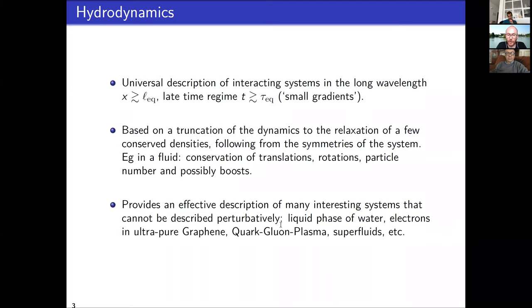So hydrodynamics fits in the general class of effective field theories, where we integrate out the UV degrees of freedom and only focus on a small number of infrared degrees of freedom. It provides an effective description of many interesting systems that can't be described perturbatively, like the liquid phase of water, electrons in ultra-pure graphene, quark-gluon plasma, superfluids, etc.